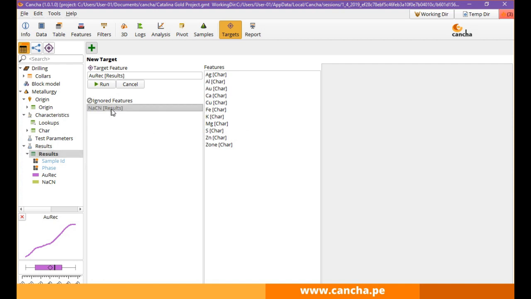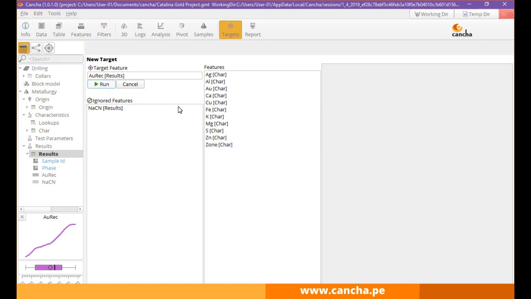If we wanted to include it, we could just pull it over here, or to remove it again, just double click. So we can see here we've got things like the zones, which are categorical information, and all of these grades here are numerical information. They're just all together in the features that are going to be considered. These are the things that we want to consider in order to predict the gold recovery.